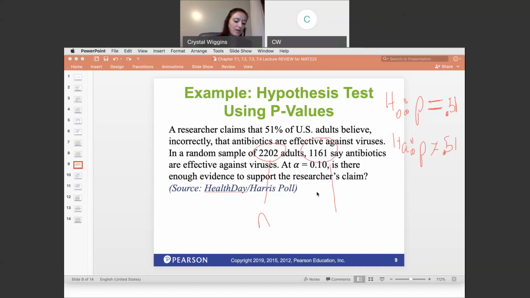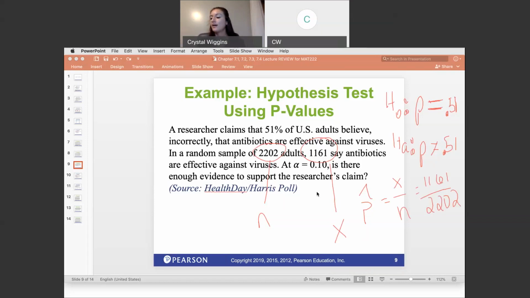1,161 is what we call X. It's the part or the count of those who believe that antibiotics are effective. So that means our sample proportion, P hat, which is calculated by X over N, part over the whole, would be calculated by doing 1,161 divided by 2,202.